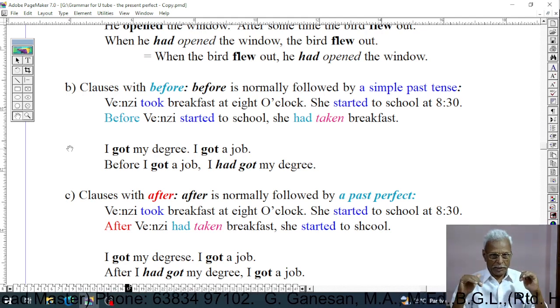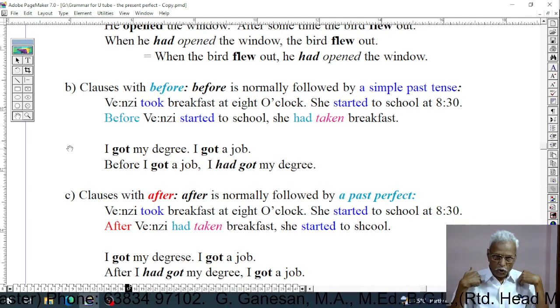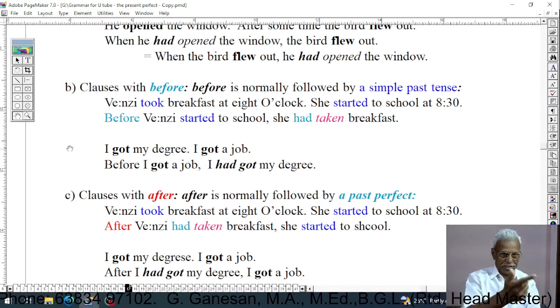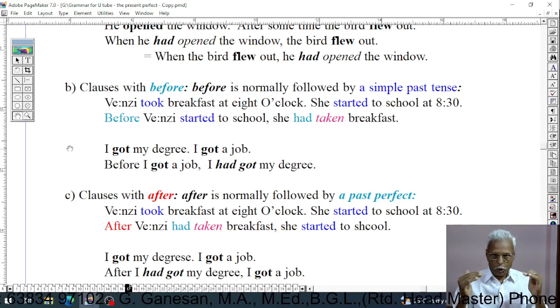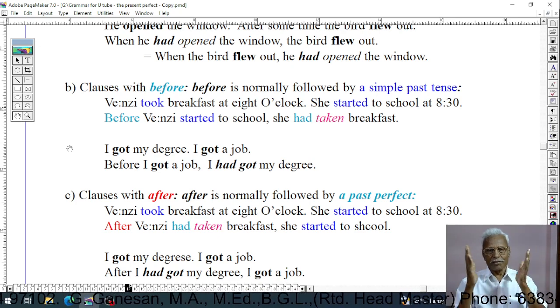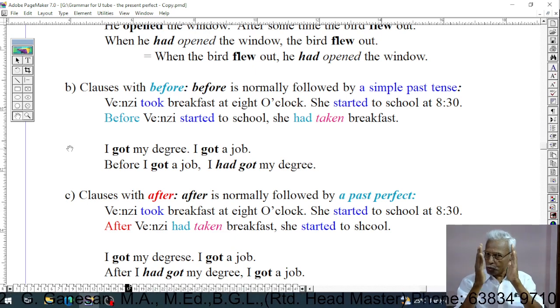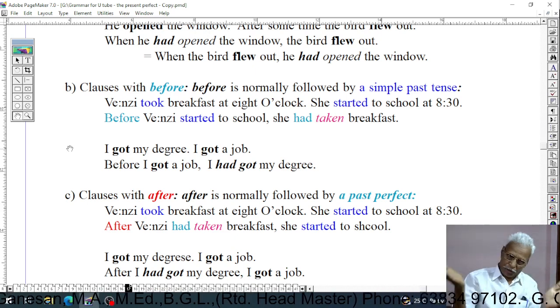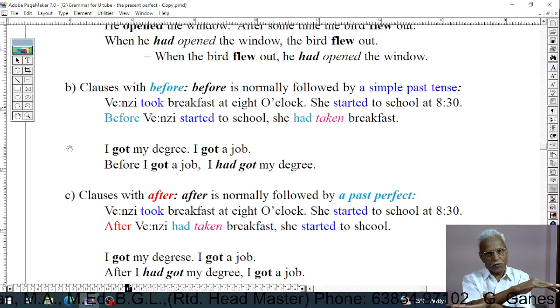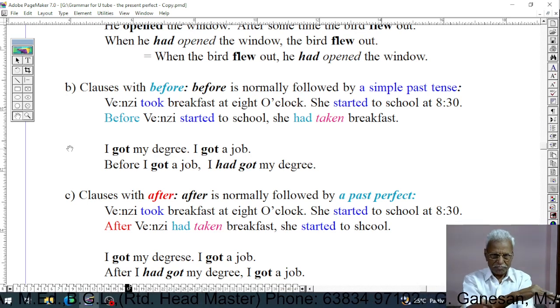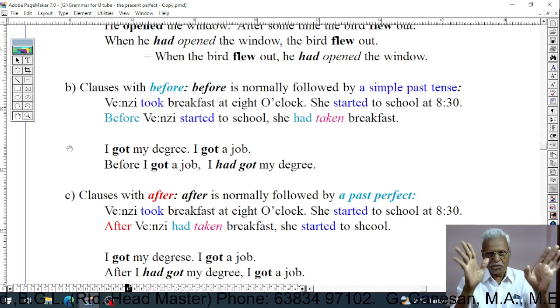I got my degree. I got a job. Before I got a job, I got my degree. Okay. This is the way. That is, if you want to use this normally, it can be done in the reverse way. Also, it can be done, but usually it is the easiest way.